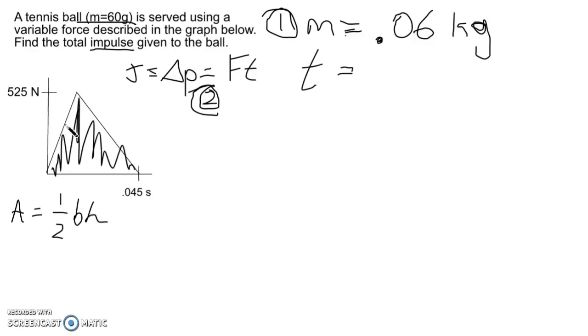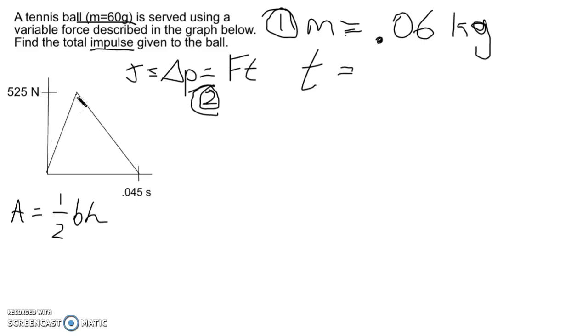Imagine we took the average height of the triangle. Let's say this line represented the average height of the triangle. That would be a constant force, right? And let's say this force was applied in 0.045 seconds. You'd have a constant force times a constant time, so you'd get this value. It just makes sense mathematically.